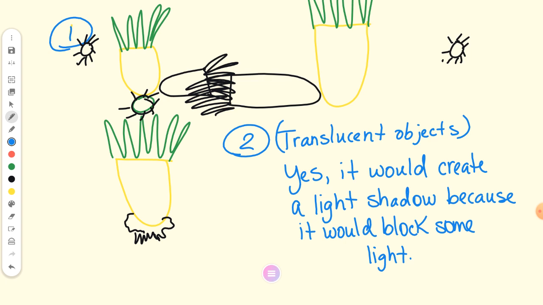Any questions on that one? Okay, go ahead and turn the page. Okay, in this one, it was talking about your shadows. I'm just going to read the paragraph because it goes with number 3.